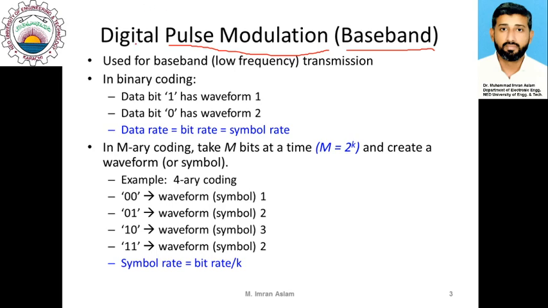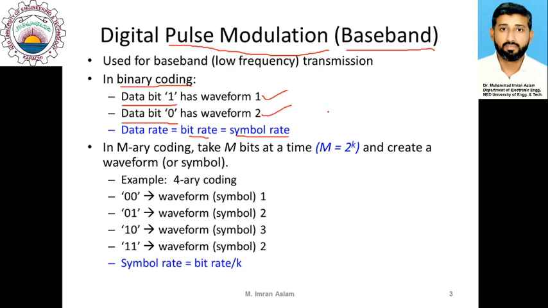This pulse modulation can be made in binary coding, where you have two different waveforms to represent data bit 1 and data bit 0. So data bit 1 would be represented by one type of waveform or one type of pulse, and data bit 0 would be represented by another type of pulse. In that case, the data rate would be equal to the bit rate, and the symbol rate is also the same.